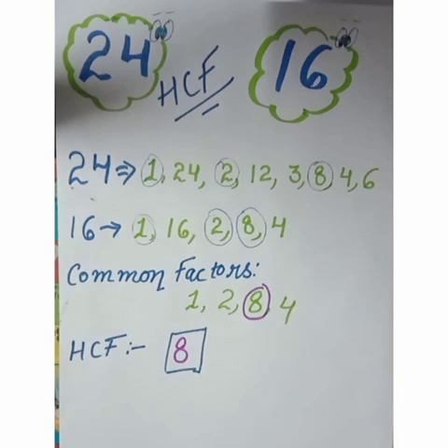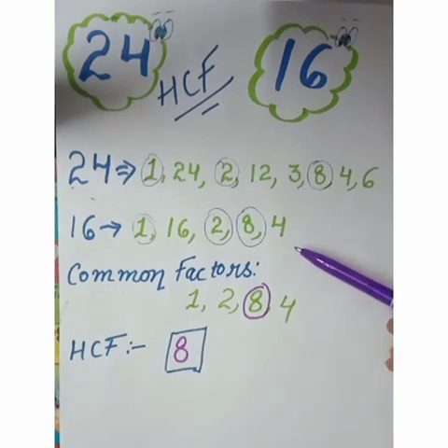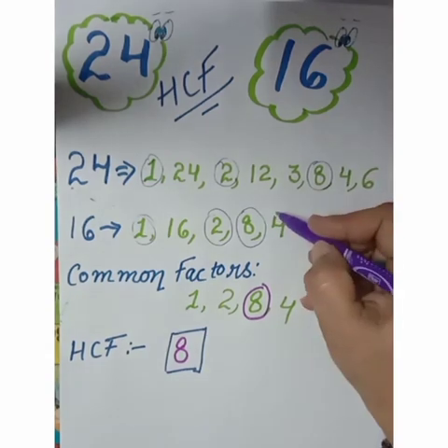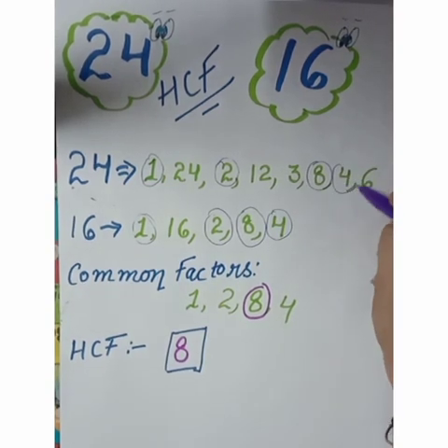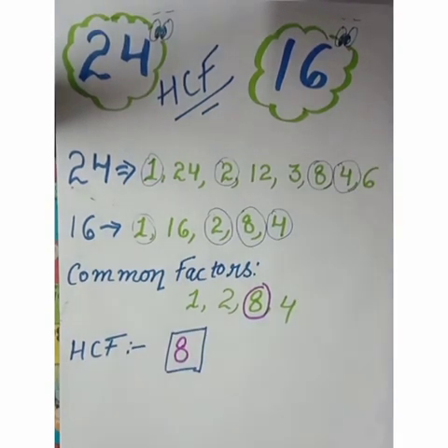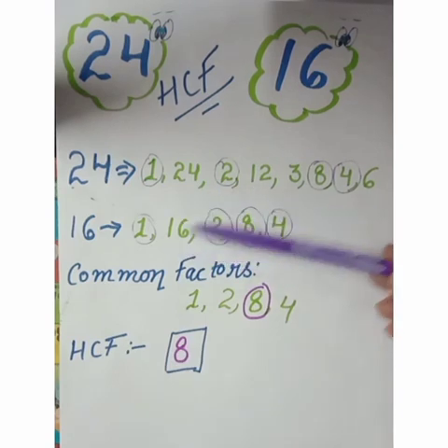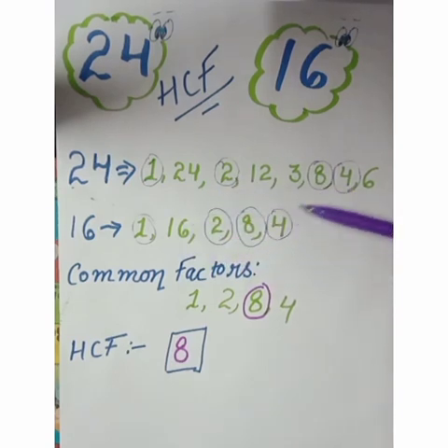And next factor is number 4. So we will circle the number 4 because it is there in the 24 also. We circle here and in the 24 also. Now we find out the common factor. 1 is common, 2 is common, 8 is common and 4.